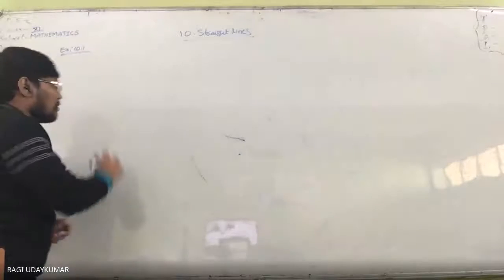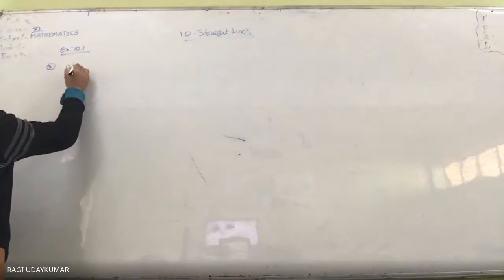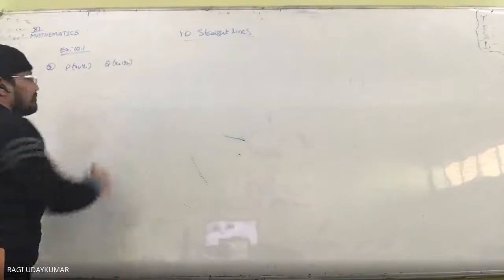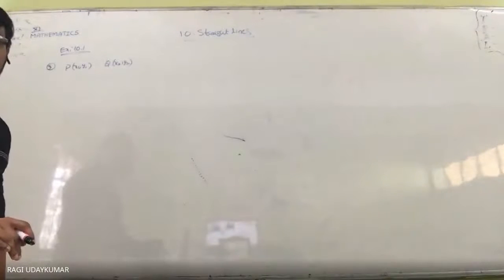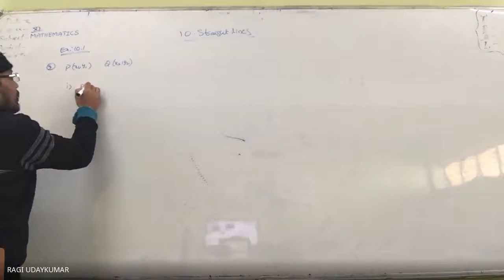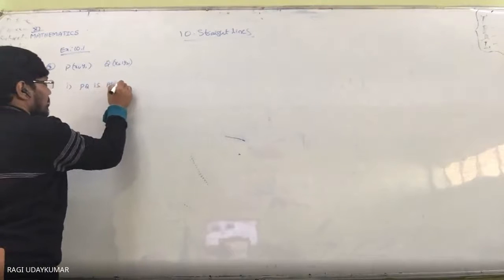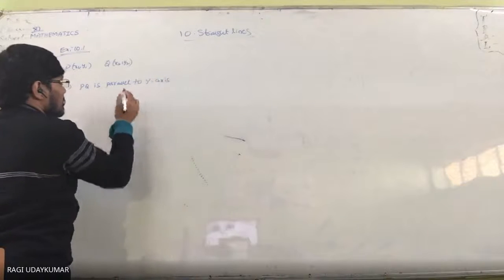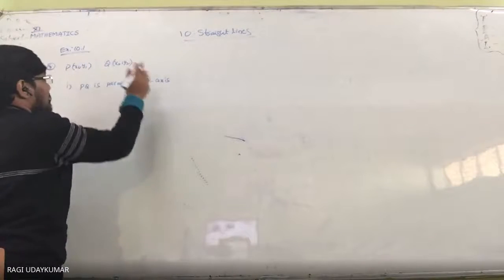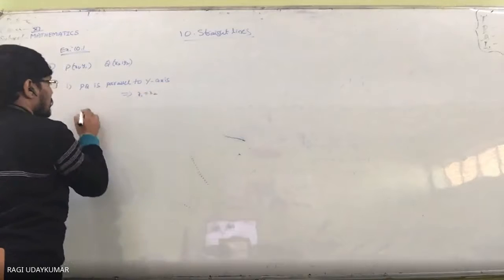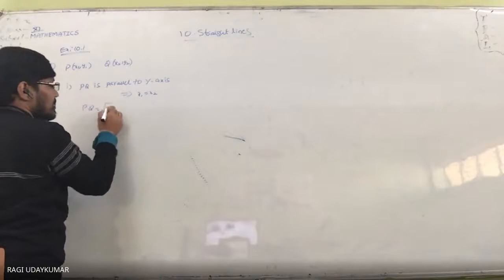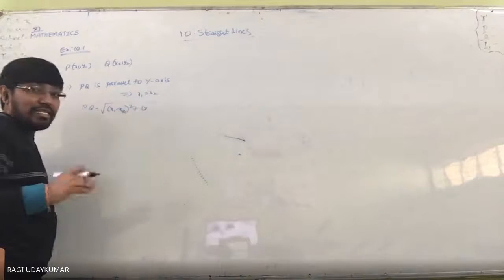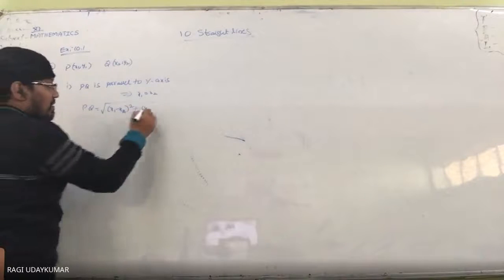So the question is given to you: the point P is (x1, y1) and Q is (x2, y2). First question is, PQ is parallel to the y-axis. This implies that if it is parallel to the y-axis, their x coordinates are equal, x1 is equal to x2. Therefore, the distance between the two points is, x1 minus x2 you can write, or x2 minus x1, and y1 minus y2.